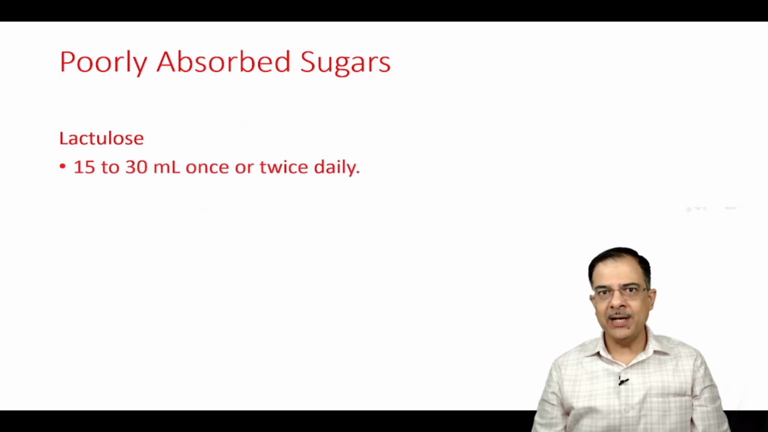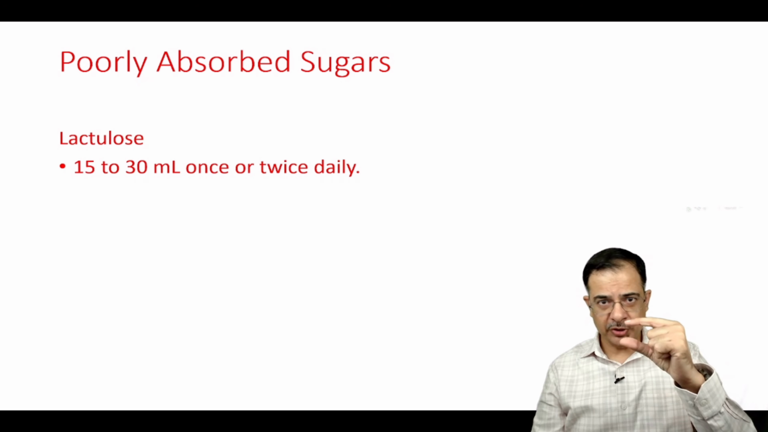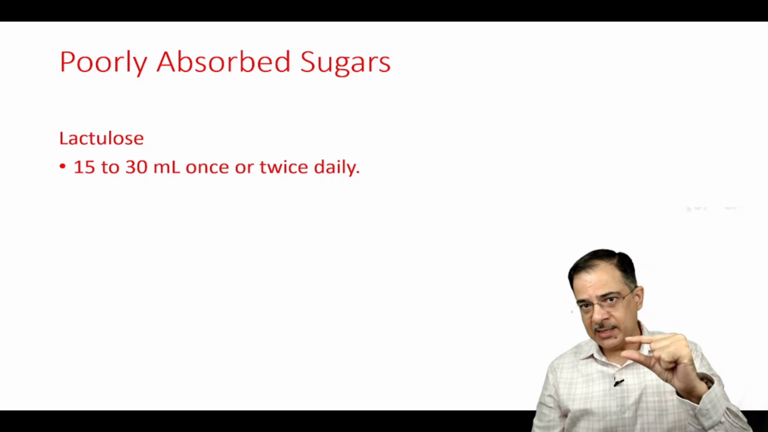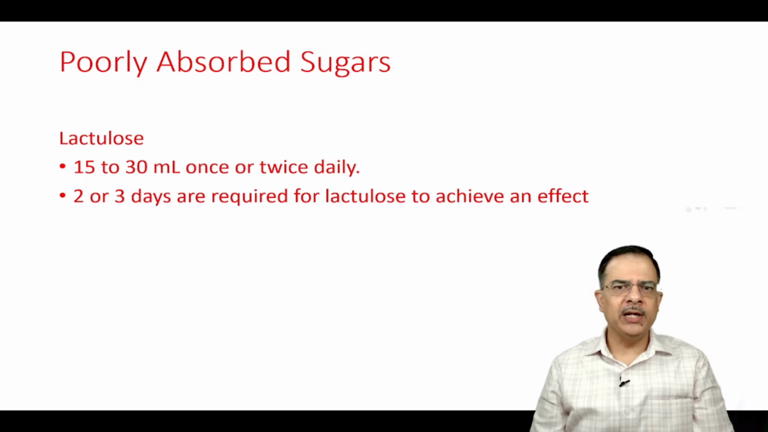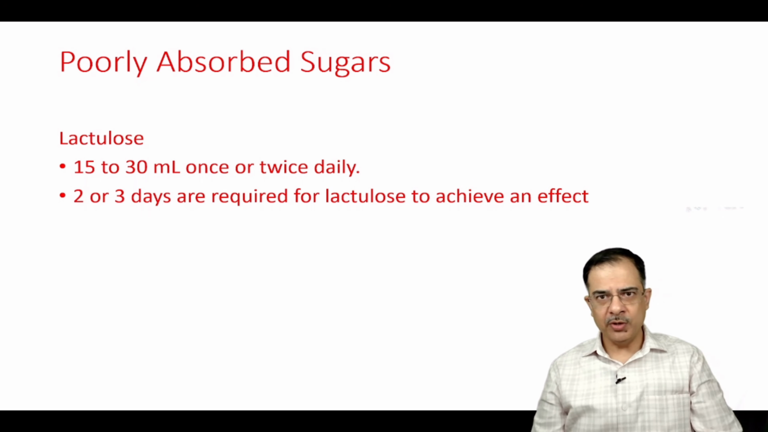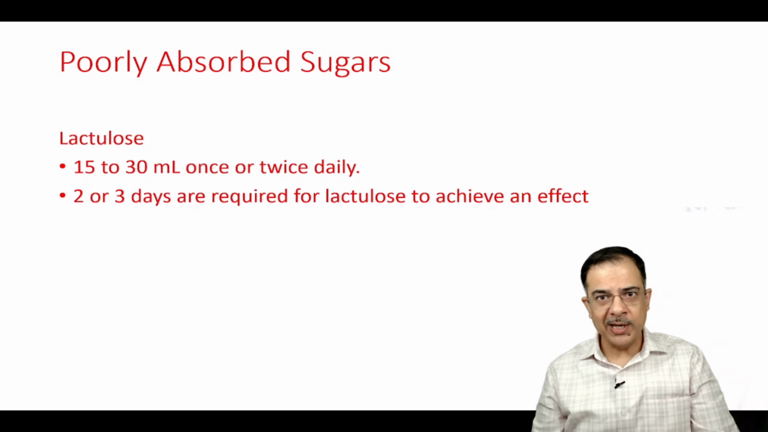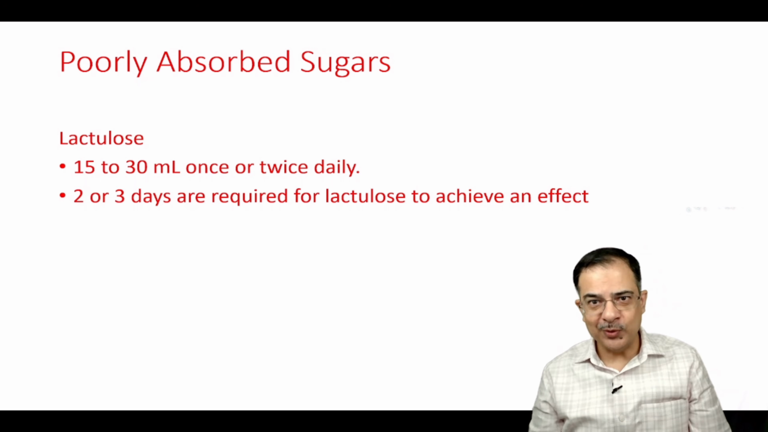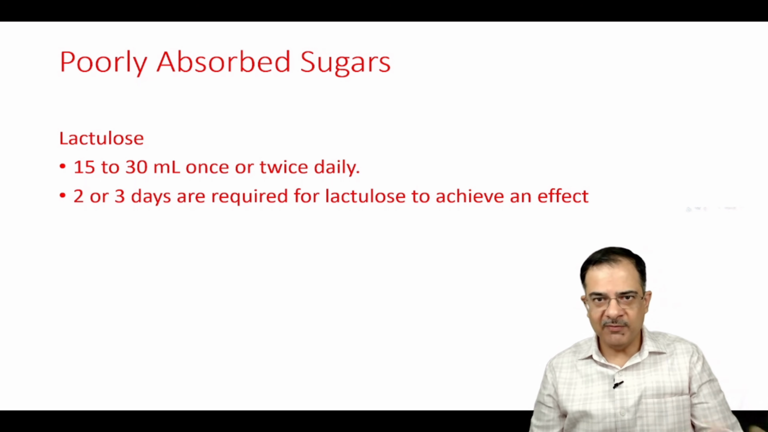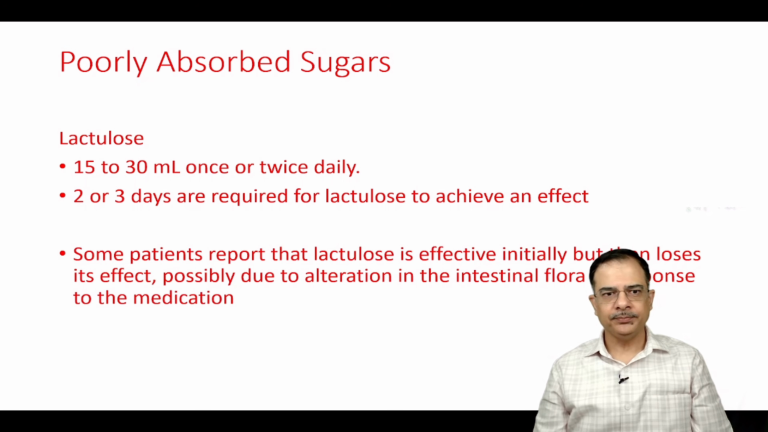Now, the poorly absorbed carbohydrate is lactulose, and the dose of lactulose is 15 to 30 ml once or twice a day. There is a measurement given there, so for a precise measurement, 15 ml, 30 ml is given, and it takes 2 to 3 days for its effect. If the patient is not getting the effect in one day, the patient should not stop it. The patient should continue to take it because it might take 2 or 3 days. But an important thing is that tolerance occurs with lactulose, because of the change in the gut flora. So tolerance is one important issue with lactulose.